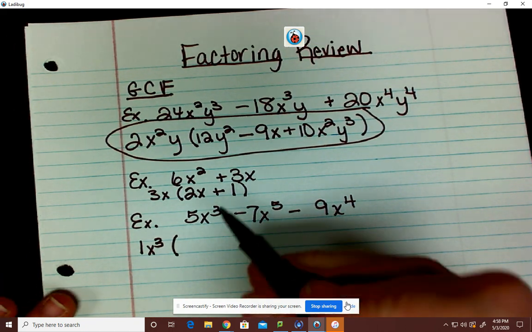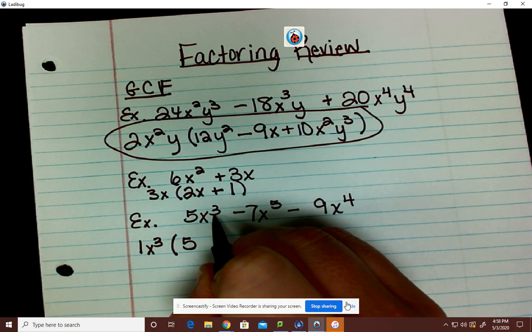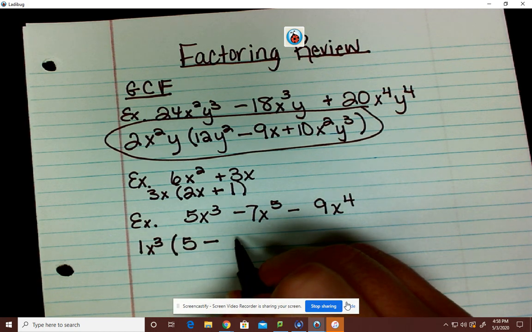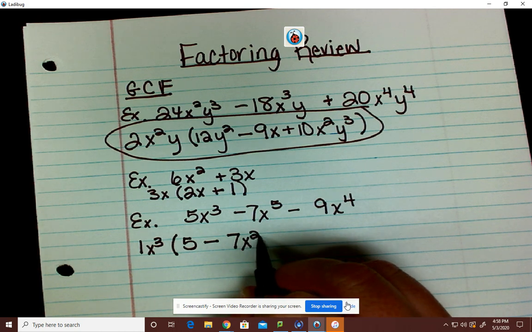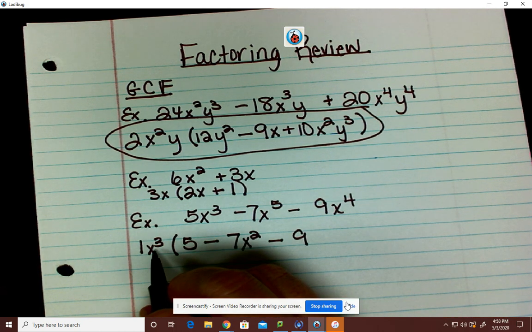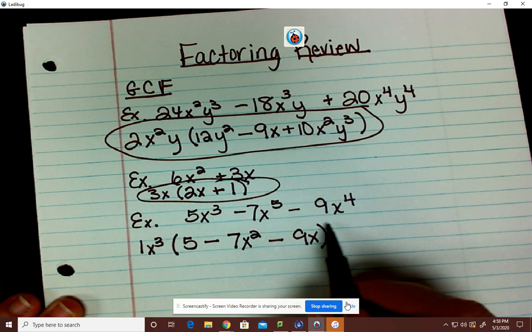So then, if we're dividing, 5 divided by 1 is 5. And then we had 3 x's, we took 3 x's out, so there's no x's left. 7 divided by 1 is 7. We had 5 x's, we took 3 out, so there's 2 left. 9 divided by 1 is 9. We had 4 x's, we took 3 out, so there's 1 left. So those are our answers.